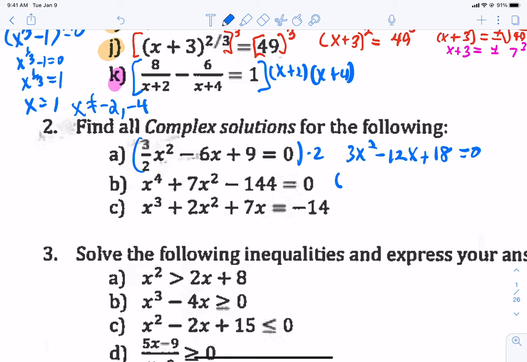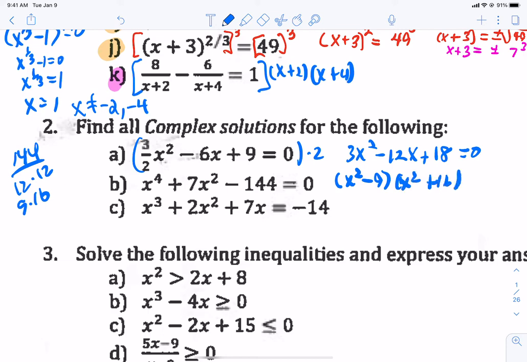So the factors of 144, let's see. We know that's 12 times 12. I think 9 goes in there. Let's see, 144. Well, 9 and 16, there it is. So this one factors to be x squared minus 9 and x squared plus 16.